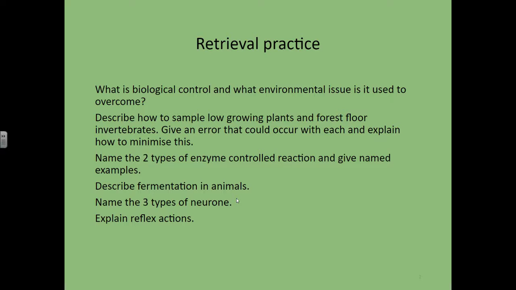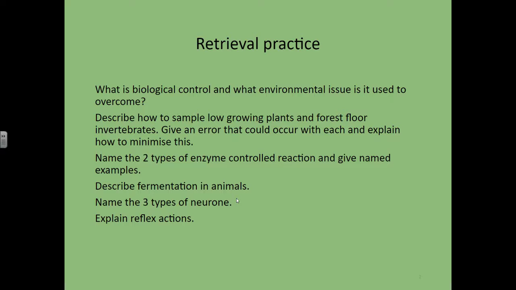The 2 types of enzyme controlled reaction examples. So that would be your build-up synthesis reactions and your breakdown degradation reactions. You don't need named examples like starch being broken down by amylase into maltose or glucose 1-phosphate being made into starch, but those are 2.